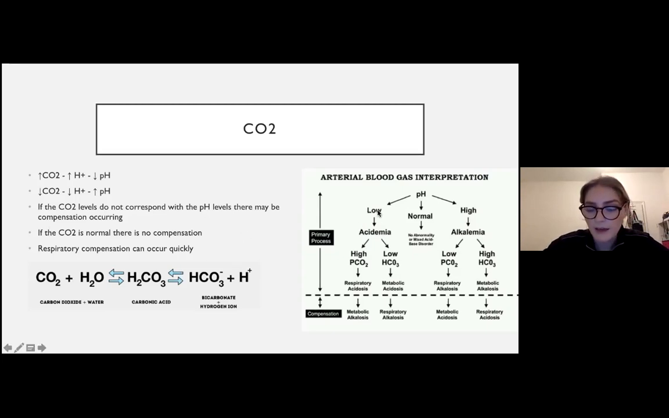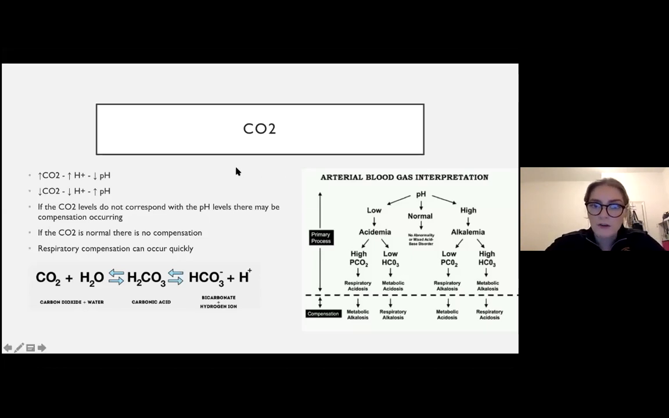So if you have a look here, if the pH is low, you know it's acidemia. If there's a high CO2, then you can say that that is a respiratory acidosis. So that's quite easy. You've looked at the pH, seen that it's an acidosis, and then you've looked at the CO2 and seen that that's the cause because it's high. So therefore you can say respiratory acidosis. If the pH is high and there's an alkalemia, and then you look at the CO2 and that's low, then you can immediately say that there's a respiratory alkalosis, because that's the driving force that correlates quite nicely.